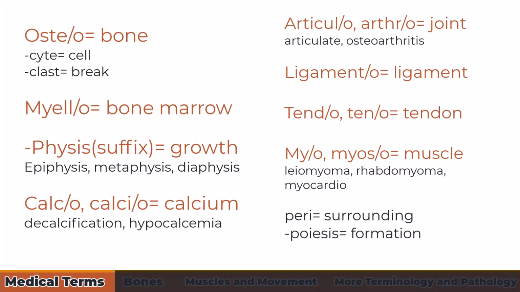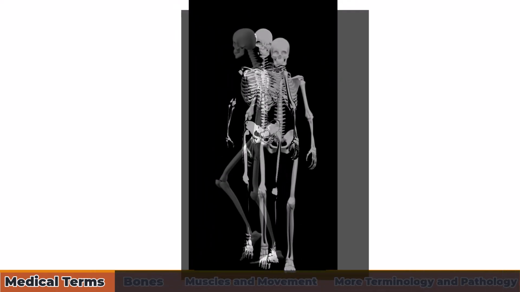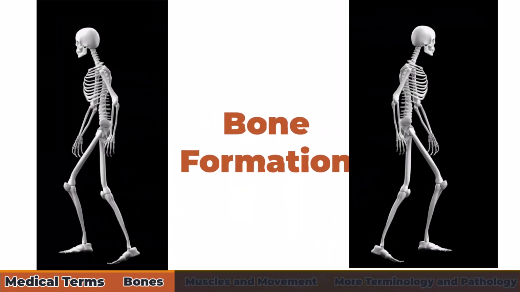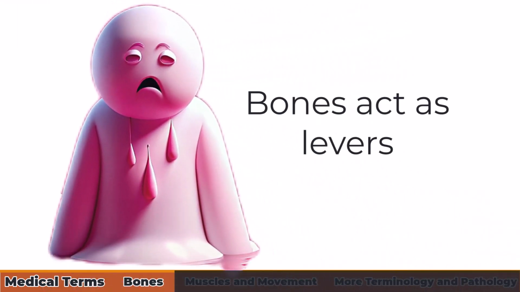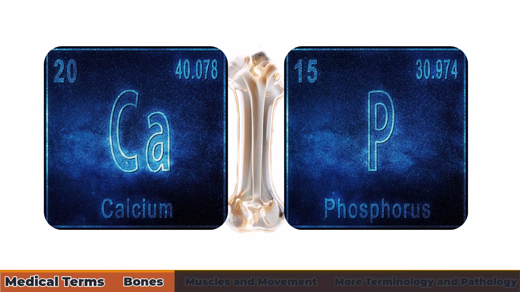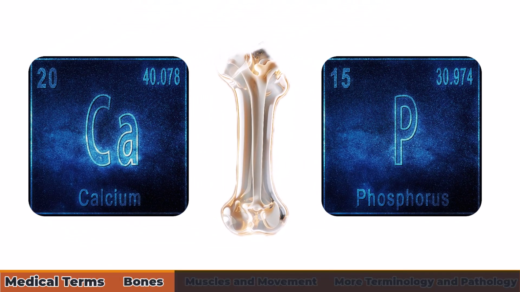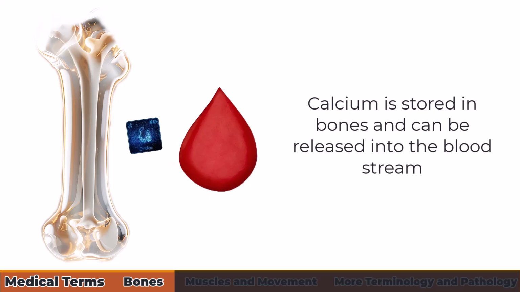Now that we've gotten through the vocab, let's get into the details of the musculoskeletal system. I told you before that bones are what hold us up, and without them, we would be just big old blobs. Bones act as levers, allowing movement through joints. They are made of calcium and phosphorus, acting as a calcium reservoir where calcium is stored and can be released into the bloodstream when needed.